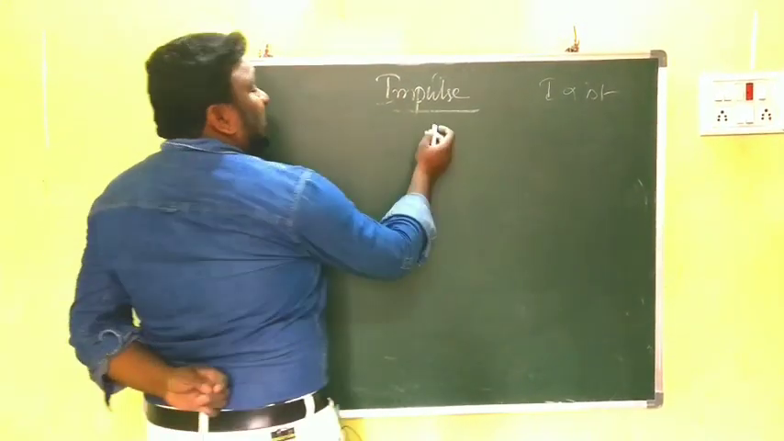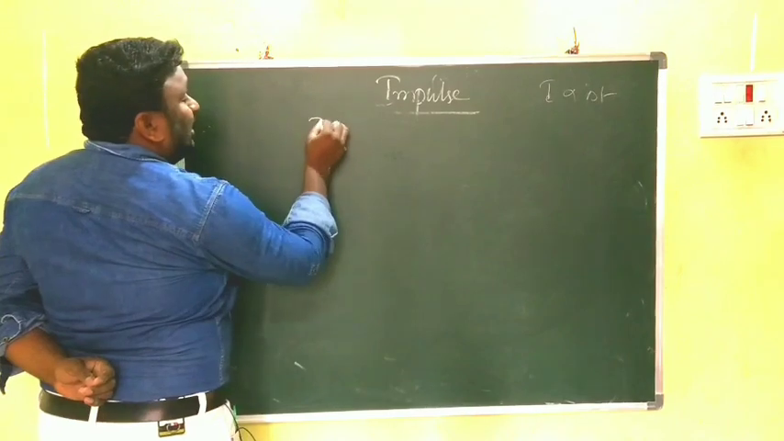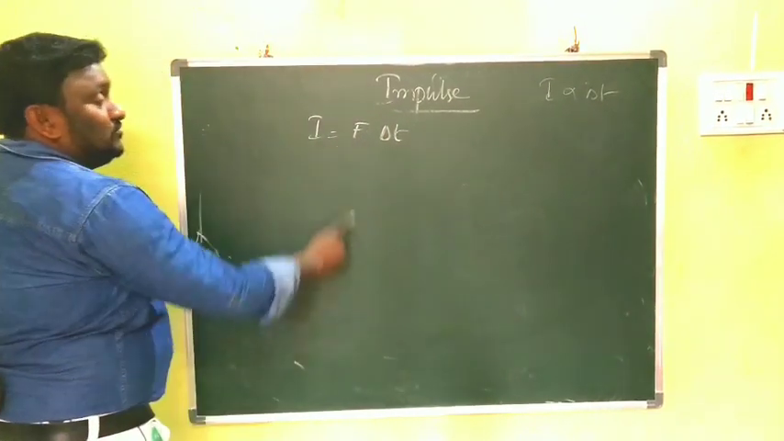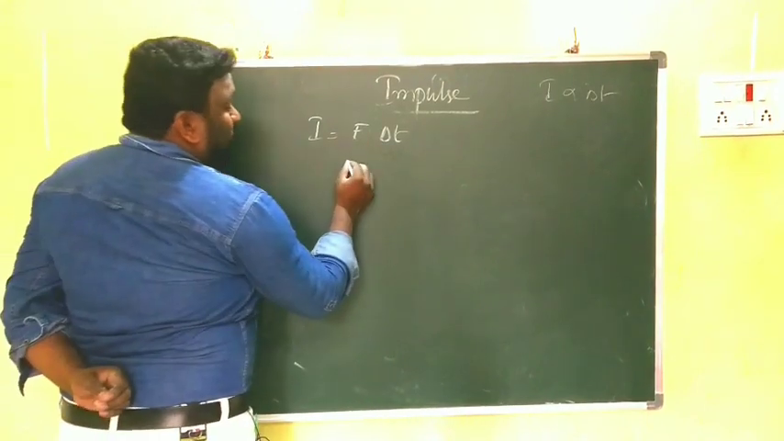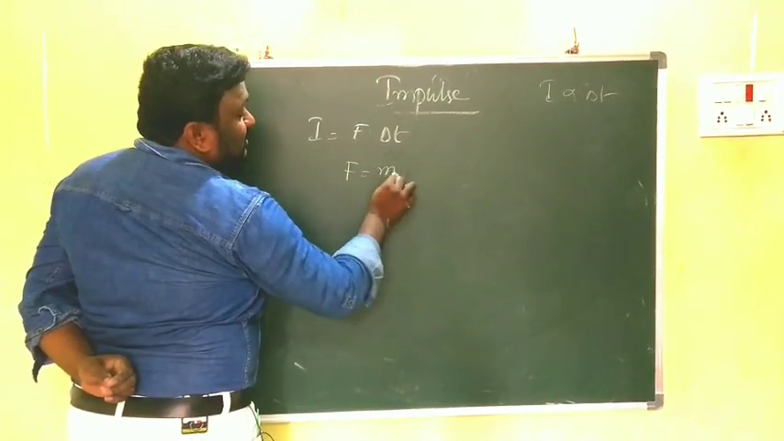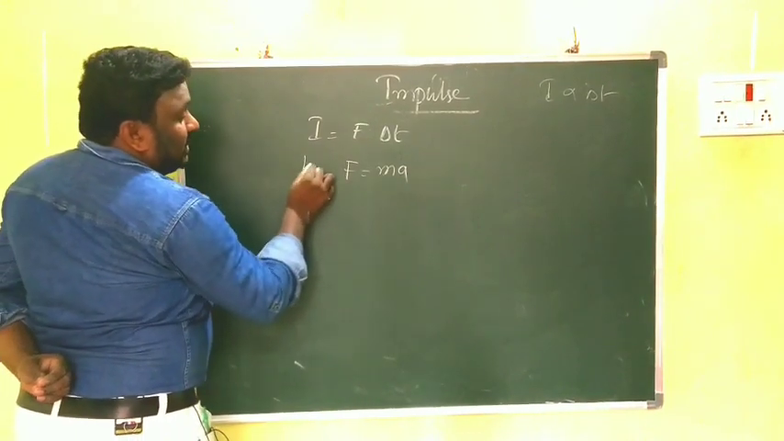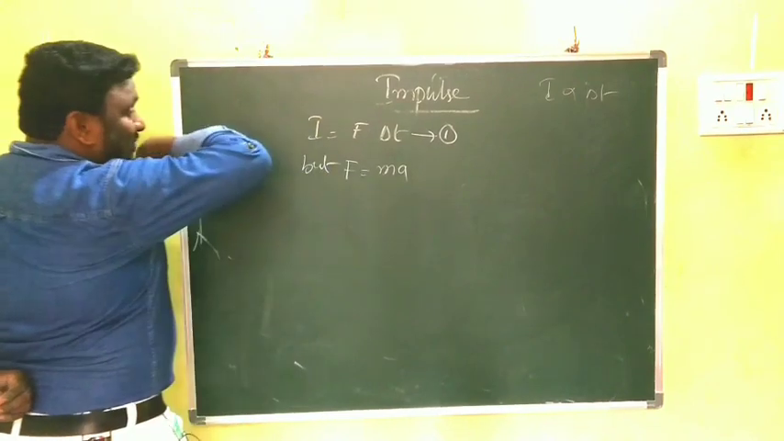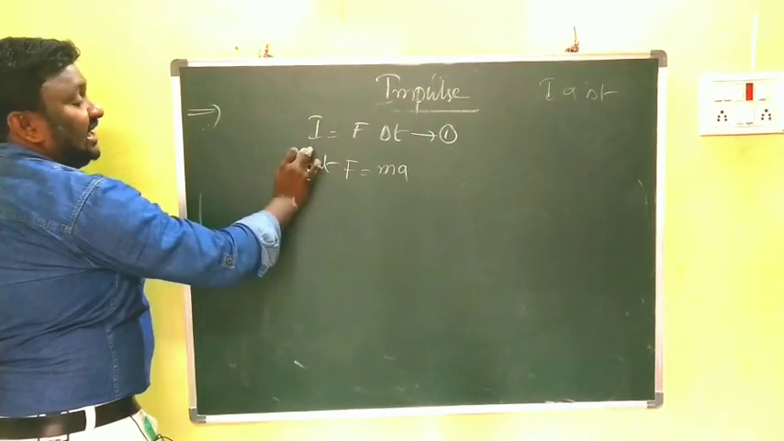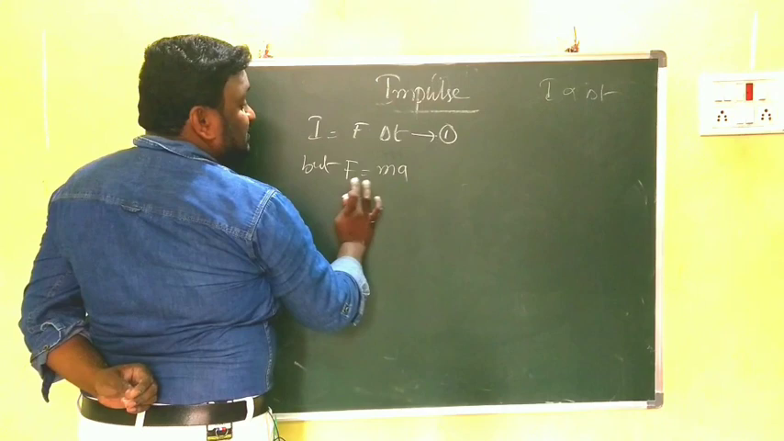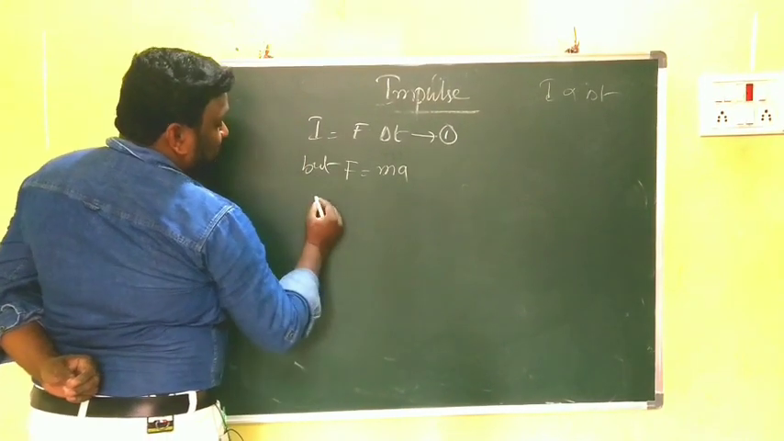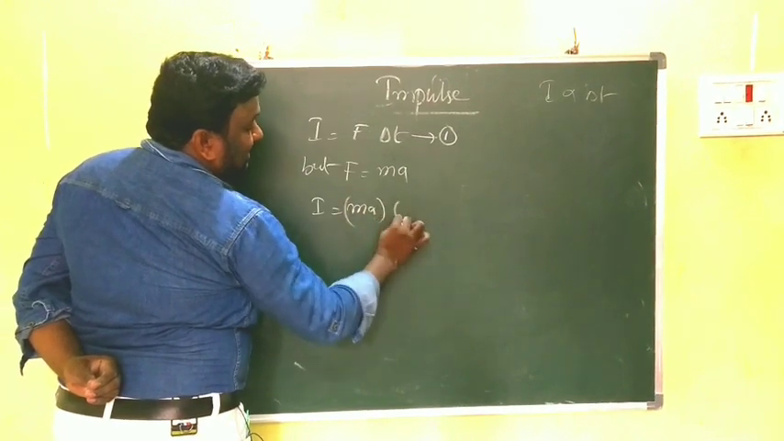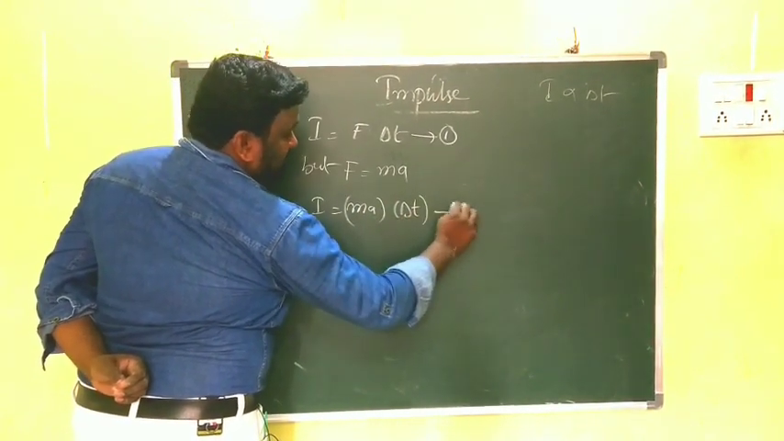Here, what I told you, impulse is nothing but I equals F into delta T, force into time. But we have Newton's second law already, that F equals ma. Now this is equation number 1. Impulse can be defined as I equals F into delta T, and F equals ma. Substitute here, I equals ma into delta T. This is equation number 2.